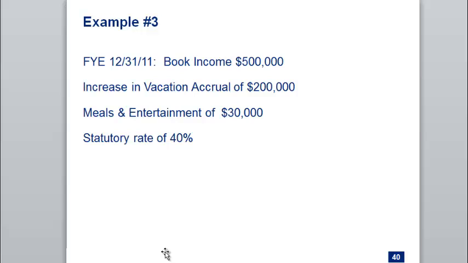Okay? All that represents is, in the future, our temporary difference will reverse. We'll get a deduction. That deduction will result in a savings of tax. That savings of tax will be 80 grand. That 80 grand is our asset, because in the future, we're going to basically convert that to cash of 80 grand.